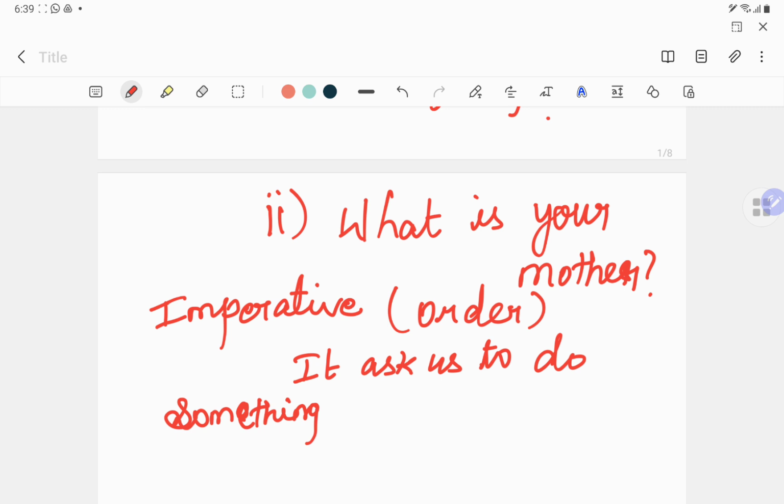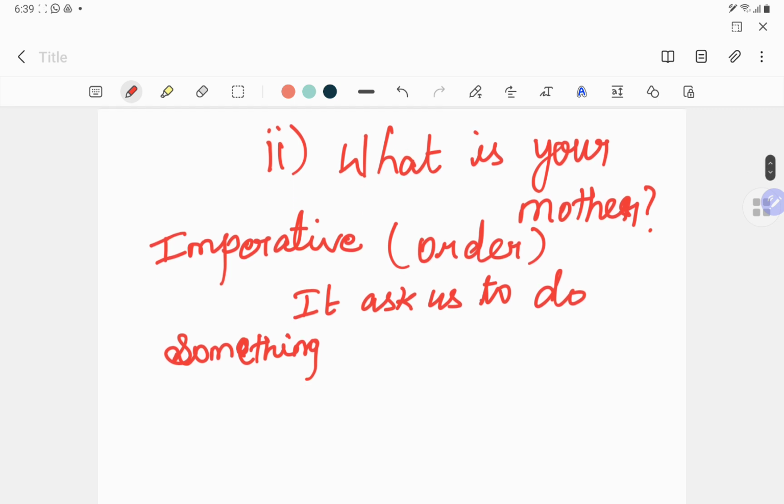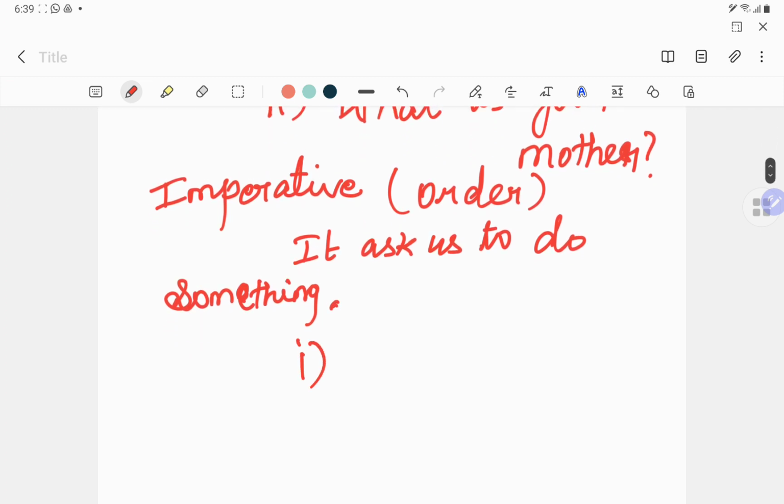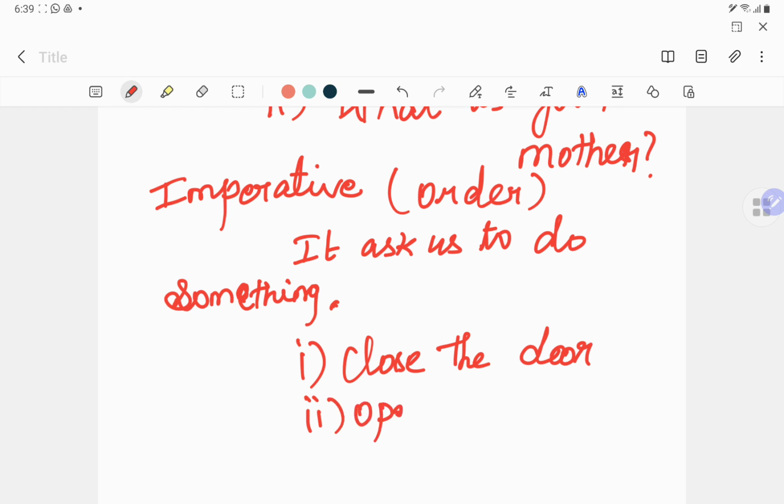Order way means, in Tamil, do this work, do that work, lock the door, open the screen. Like that, if you have any order from others, that is called an imperative. In English you can say lock the door, open the door, or else close the window. So it asks us to do something. Example, any order sentence like close the door, and then open the door, and like that we have close the window.